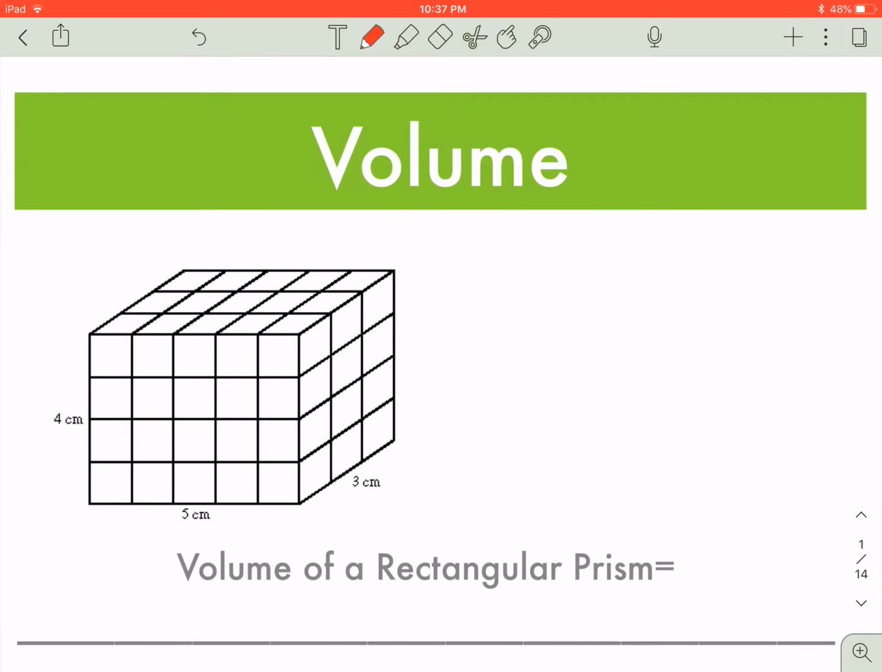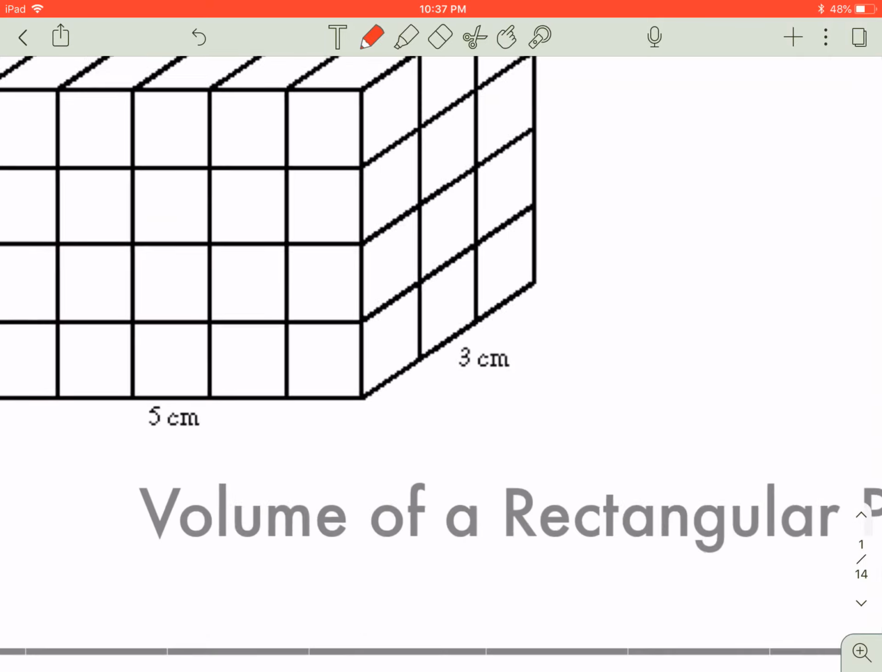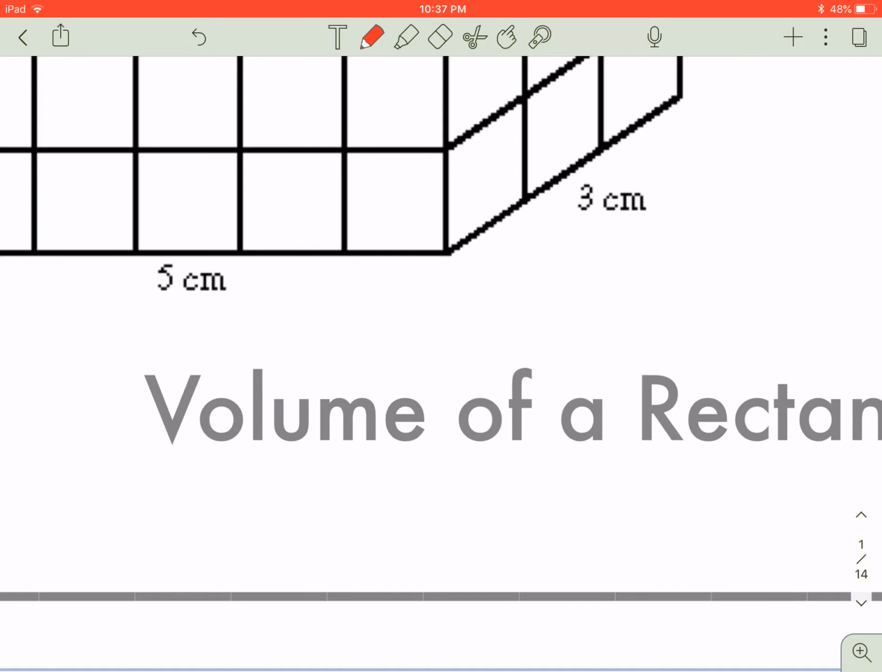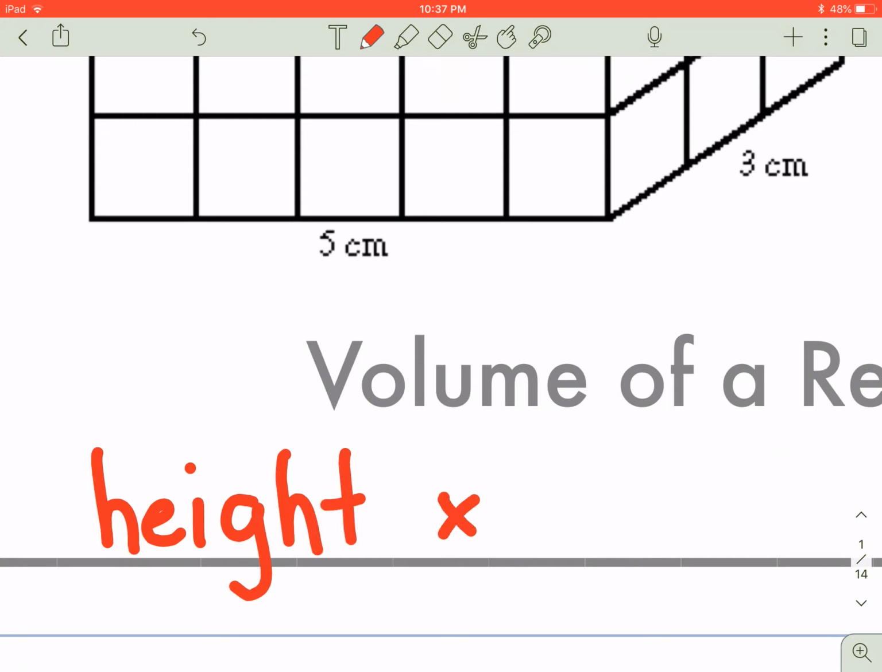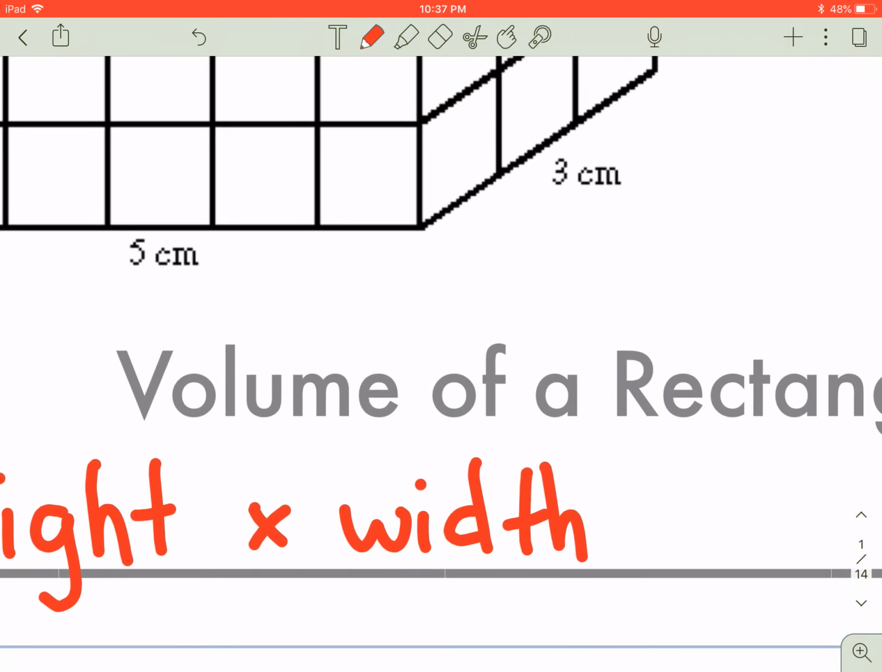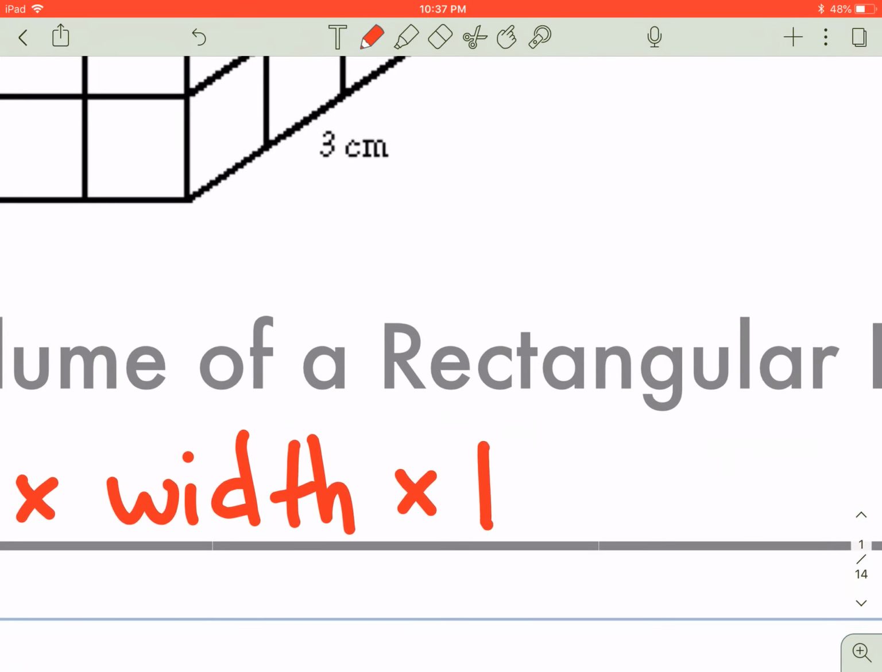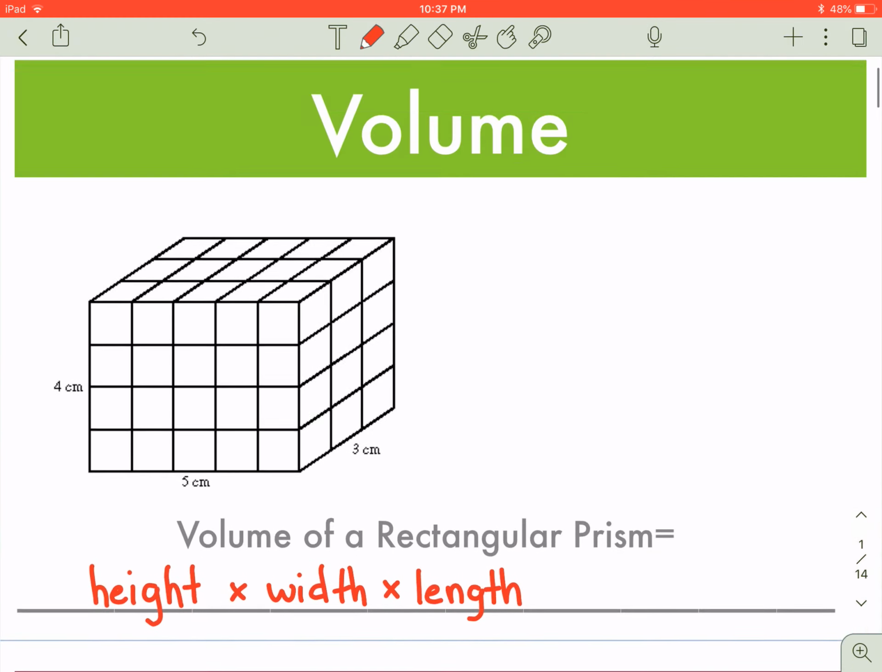And the formula to find the volume of a rectangular prism is simply we take the height of the item multiplied by the width multiplied by the length, and that will give us the volume.